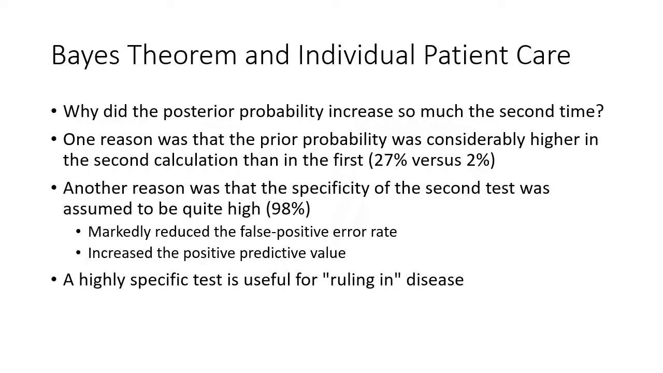So again, why did the posterior probability go up so much that second time? Because if you saw, we went from 2 to 27%, and then from 27 to 94%. There's a big jump there. And the reason for that is because the specificity for that second test was so much higher. And because we have a high specificity, that means you have a very low false positive rate.